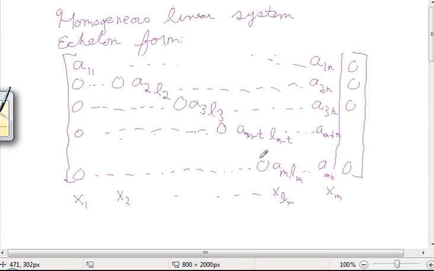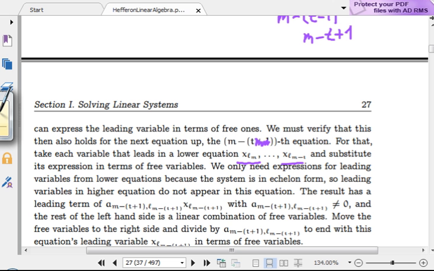Now notice that in this list of coefficients, there are going to be coefficients for several leading variables. For instance, x_l_m is going to be a leading variable that appears in this equation. However, since we've solved for x_l_m, we can plug in the expression for x_l_m into this equation. If you remember, that's exactly what we did in the specific examples.